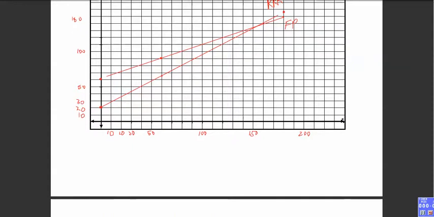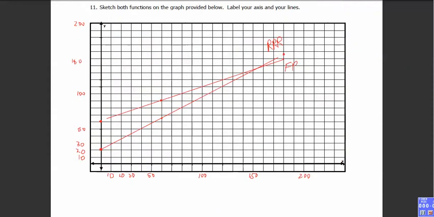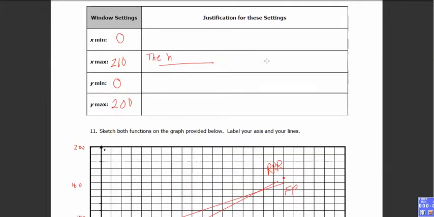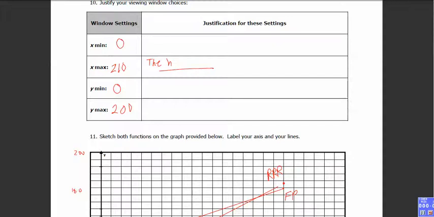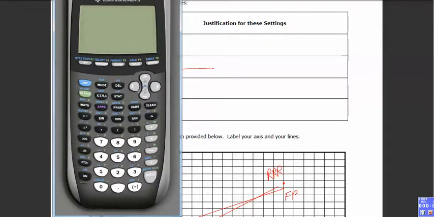All right, so that's our graph, and you can see very clearly where they cross somewhere around here, which may or may not fit exactly what we talked about in our graph, but that should be pretty close to the right place. All right, so now I want to show you how the window is going to help us on the calculator. So let's pull out the calculator here.